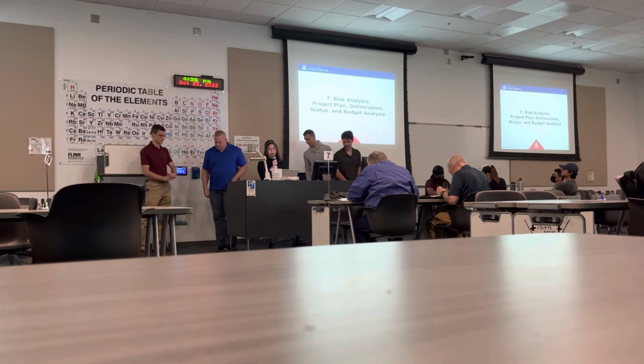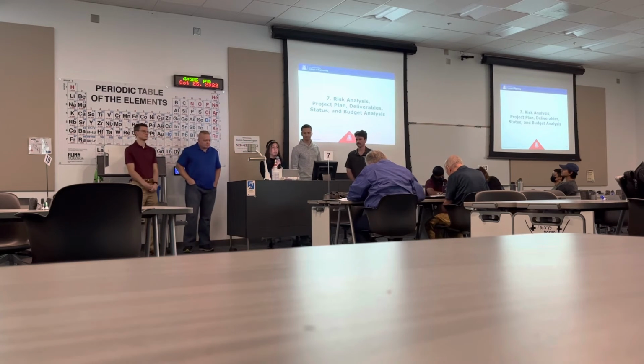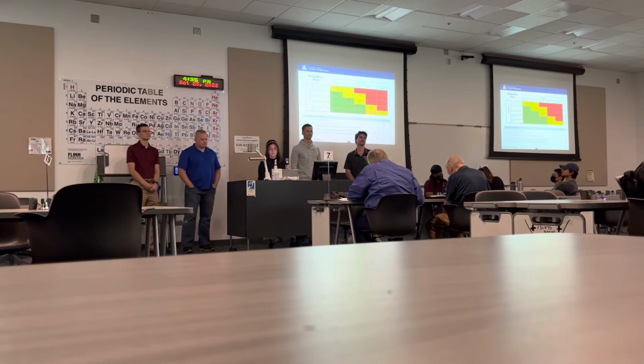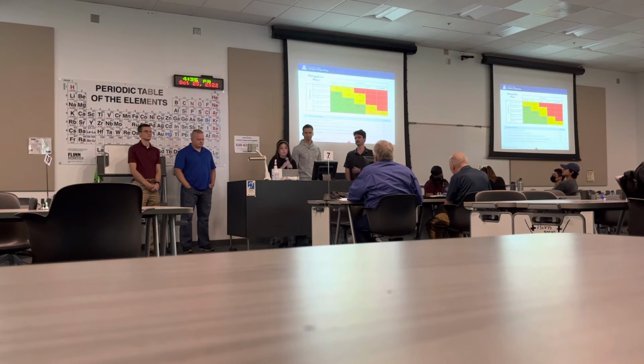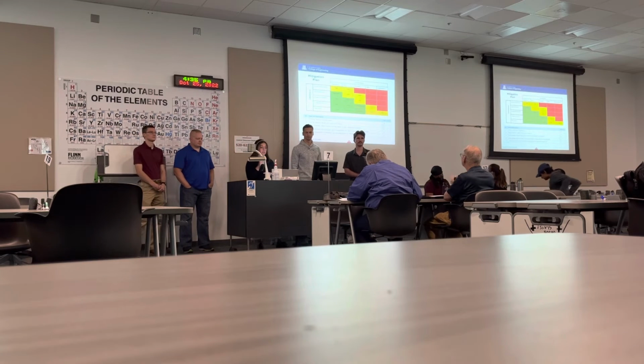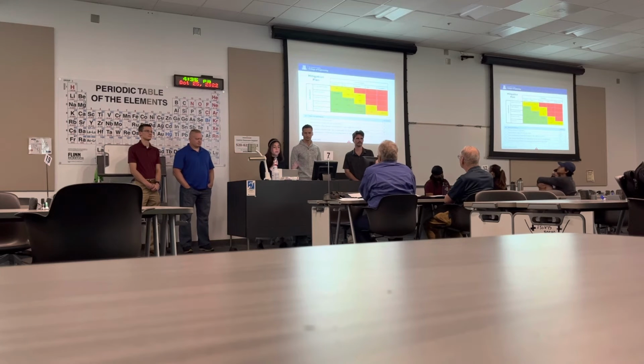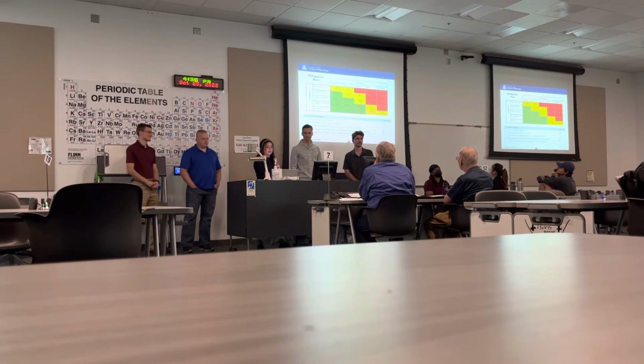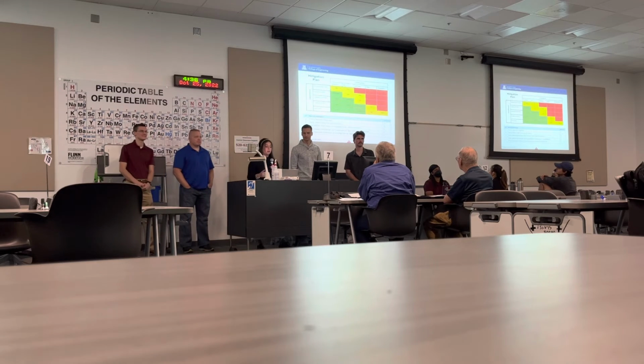So now I'll be talking about risk analysis, project plan, deliverables, status, and budget analysis. Beginning with the risks, we have identified 5 risks, and we assigned different risk scores based on the risk cube provided at the top. So our first risk is that we don't have a mechanical engineer in the team. The way we did this is it would have moderate consequences, but we're 100% certain that we don't have one. Therefore, this would be a risk score of 15 with likelihood being 5 and consequence being 3.